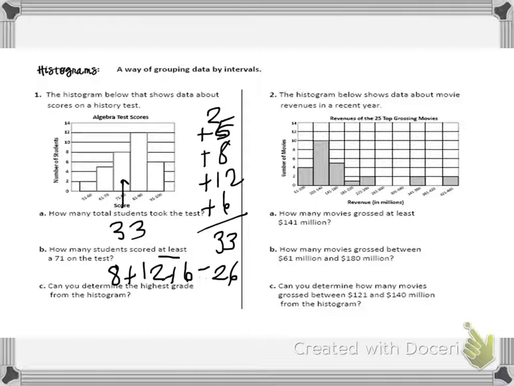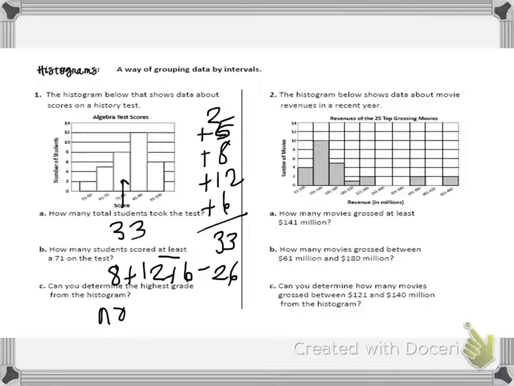Can you determine the highest grade from the histogram? The answer is no, not unless they give you the information. You don't know the highest grade is 100. All this tells you is that there are grades in that range from 91 to 100, not that there is a score of 100.